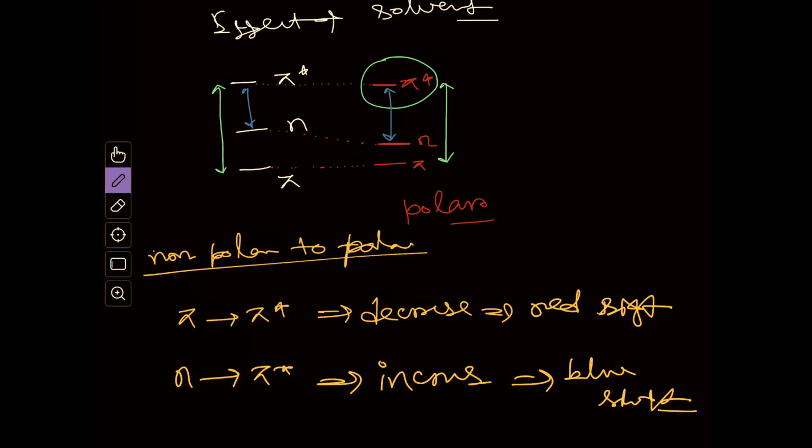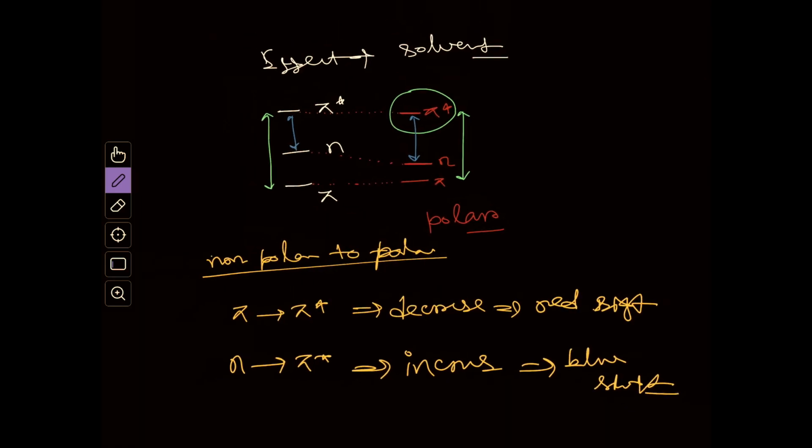Okay, so this is the effect of solvent on the UV spectrum, and this is very important. Questions will come from this particular topic. So I discussed the selection rule, the effect of solvent and all these things, and in the next video I will talk about the empirical rule, the Woodward-Fieser rule, and all other related rules regarding UV spectroscopy.